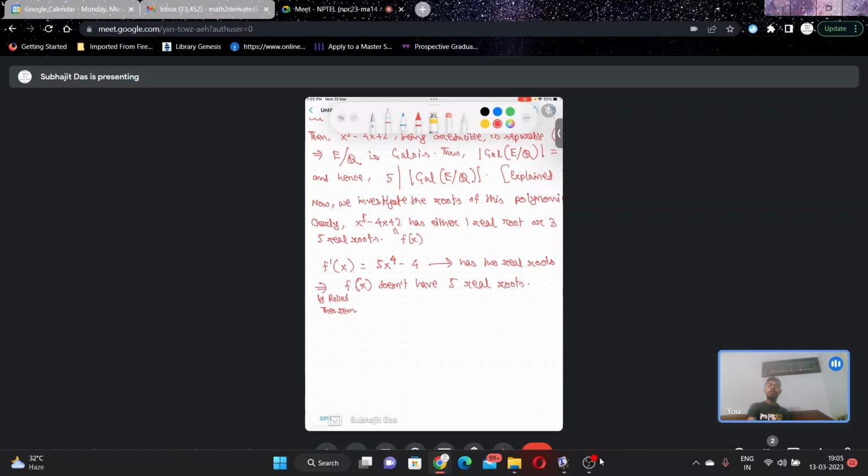And why is this the case? Because if f(x) had five real roots, then, since we know that f(x) is a separable polynomial, it has only simple roots. All its roots are distinct. It has no repeated roots, no multiple roots. And Rolle's theorem says that between any two roots of f(x) there should be a root of f prime x. So technically, if f(x) has five real roots, then f prime x should have four real roots. But we just saw that this polynomial has exactly two real roots, namely the fourth root of 4/5 and the negative of the fourth root of 4/5. The other two roots are actually complex roots.